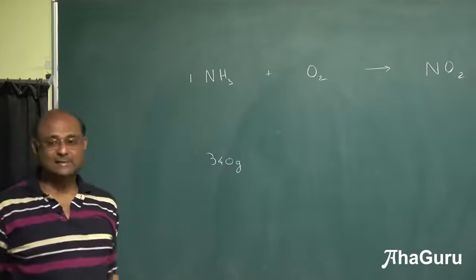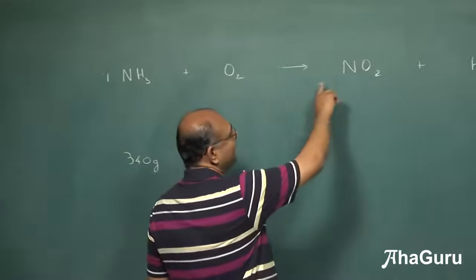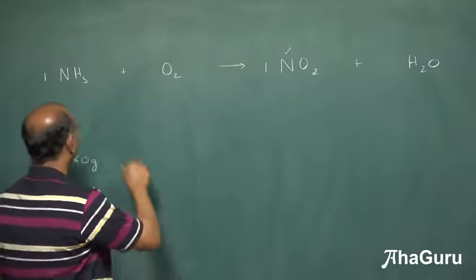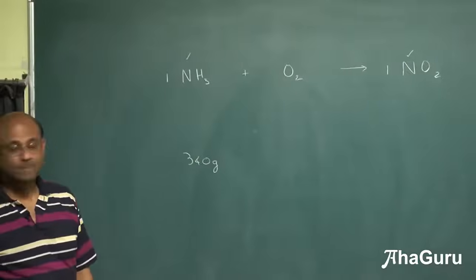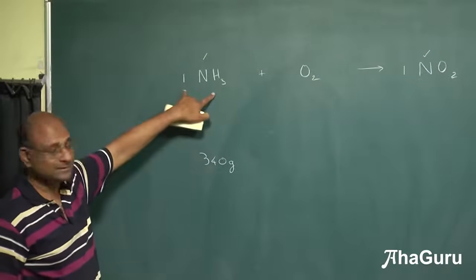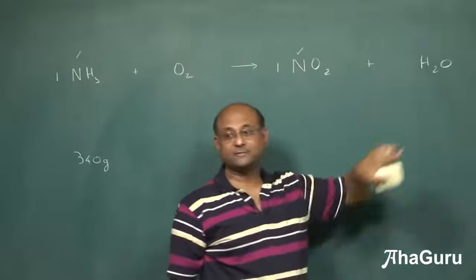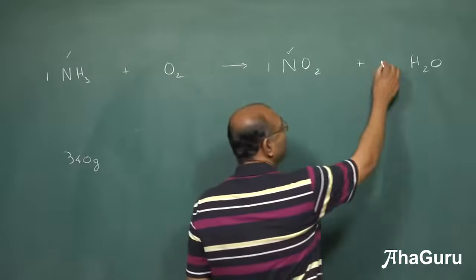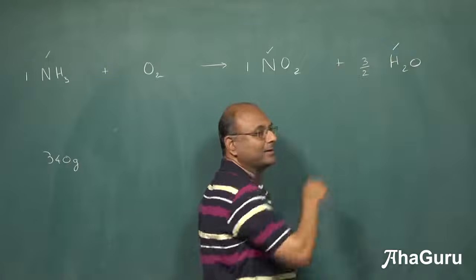How many N's does it have? 1. So that means there is no other N anywhere else, right? So this must be 1. And N is now balanced. And there are how many H's? 3. That means this must have a total of 3 H's. But it has 2. So it must have 3 by 2 H2O because that is equivalent to 3H.